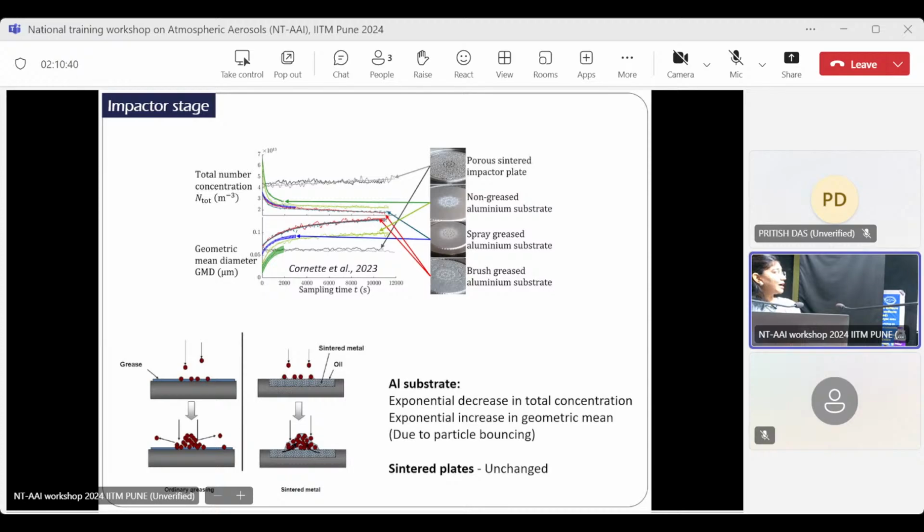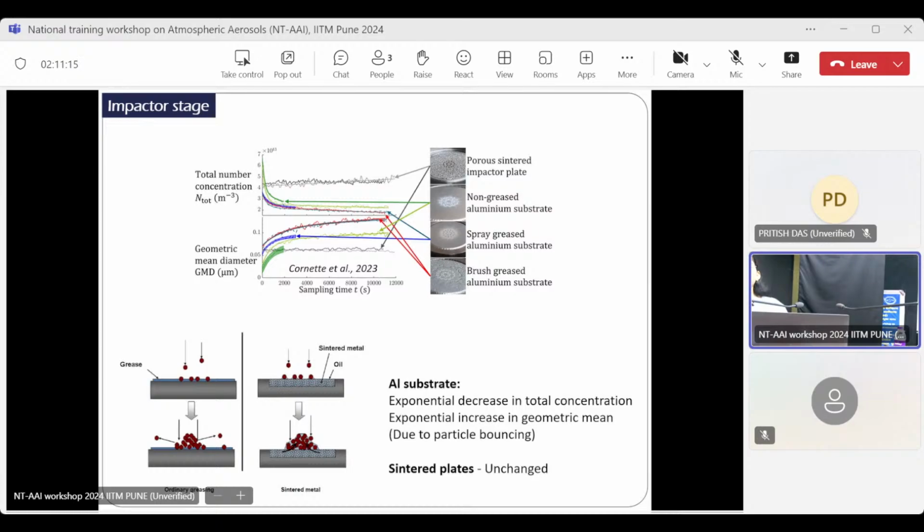this group saw that with time, if you do the experiment with the sintered plate, the grease, aluminium, all those things. So what will happen for the sintered? If you see the geometric mean and the number distribution, they are parallel. They are not changing. They are constant. Whereas in the other cases, they are decreasing or increasing. Why? Because the alumina plates or the normal alumina substrate will get saturated very easily. And once they are saturated, the bouncing effect will come.